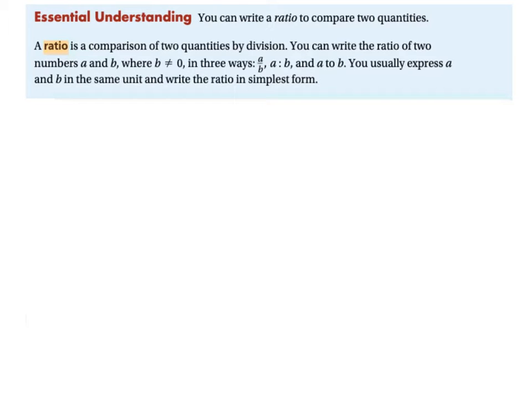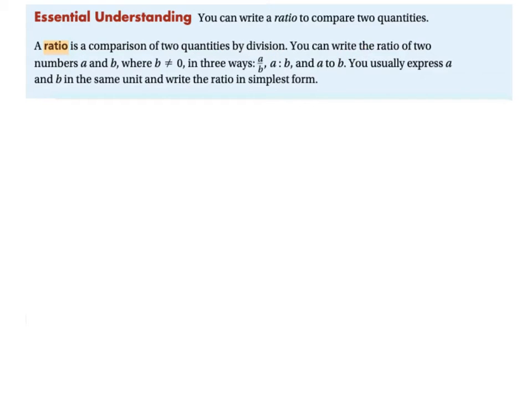So this is a little bit of a review of algebra, things you learned last year in order to do what we're going to be doing in this unit, which is about similarity. And we'll get to the reasons why we want to know this in the next lesson. But right now, you should just know that you can compare two quantities with a ratio, and a ratio is a comparison of two quantities by division.